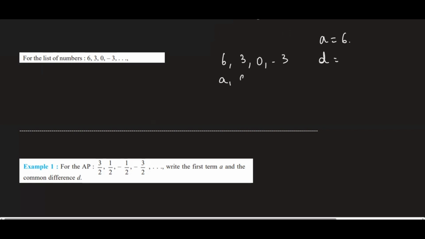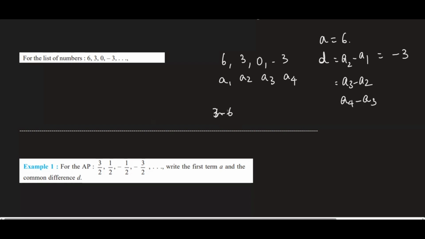This is A1, A2, A3, A4. So how do I find D? A2 minus A1, or it can be A3 minus A2, or it can be A4 minus A3. Now what is A2 here? So A2 is 3. 3 minus 6 will be negative 3.